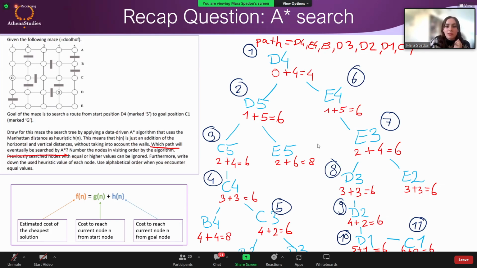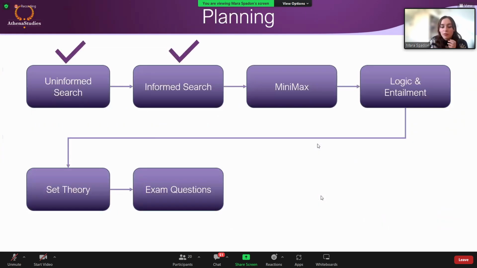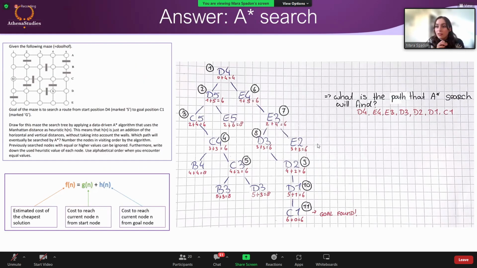So I already prepared the answer a little bit more clearly for you. So this is indeed the final goal here. And here's our search tree again. So if you want to go back to the slide and look at how we did it there, you can try it again for yourself. And then this is the answer to the question.